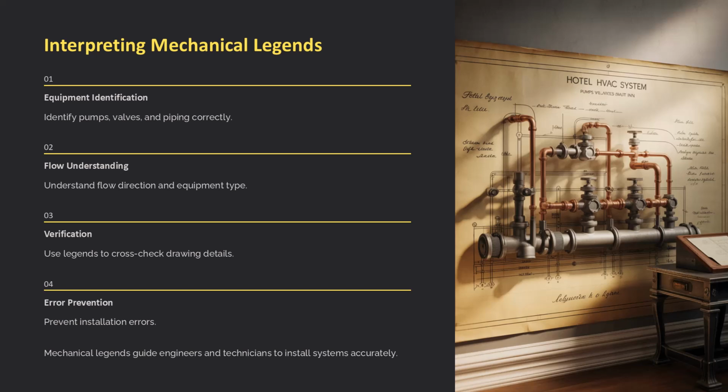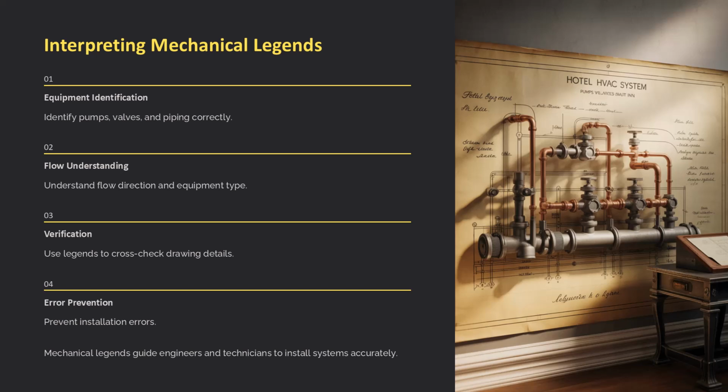Interpreting mechanical legends. Mechanical legends give precise explanations for pumps, valves, ducts, and piping symbols. They show the flow direction and equipment type, allowing teams to understand designs with accuracy. These legends are critical for avoiding mistakes during installation, since even a small misinterpretation could affect entire systems.